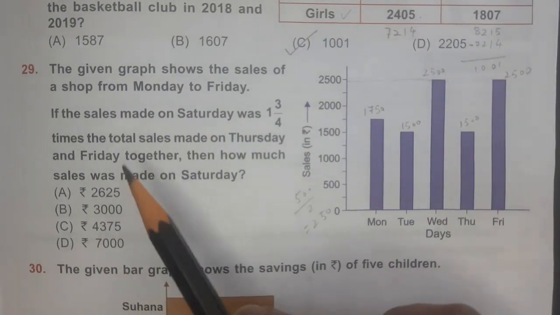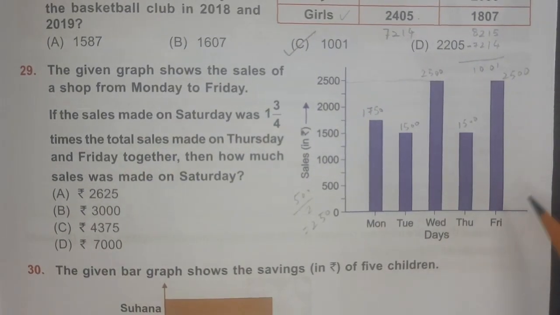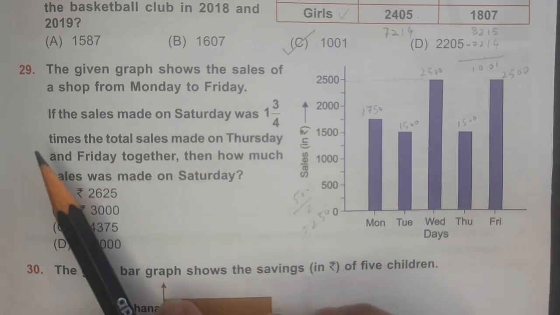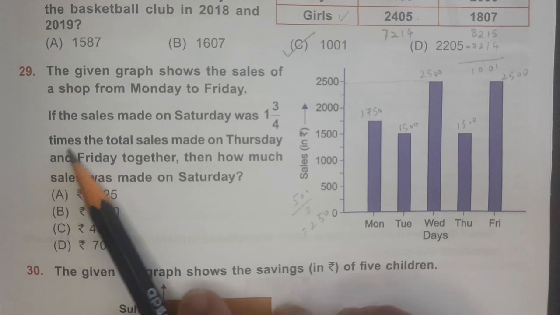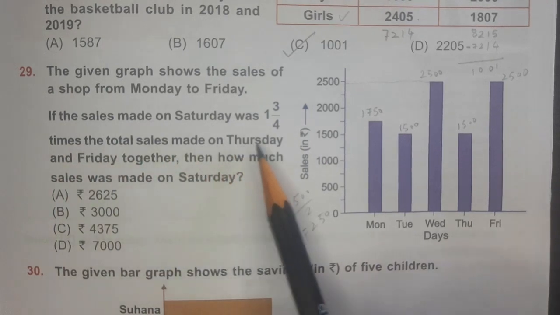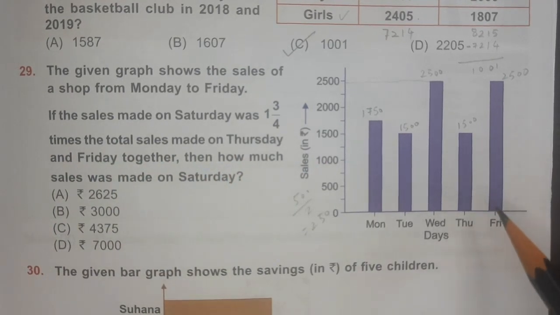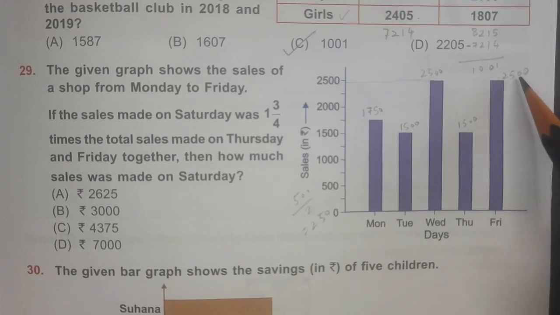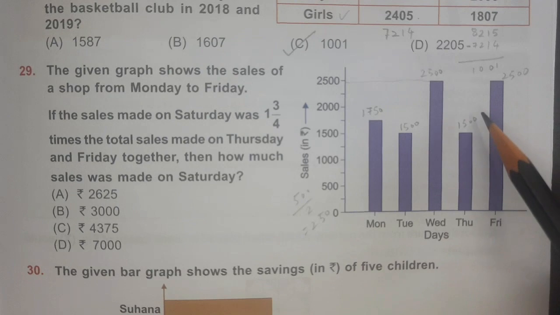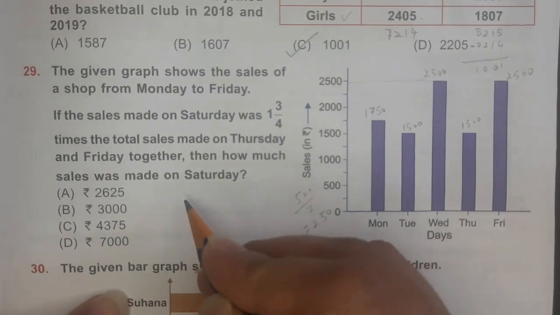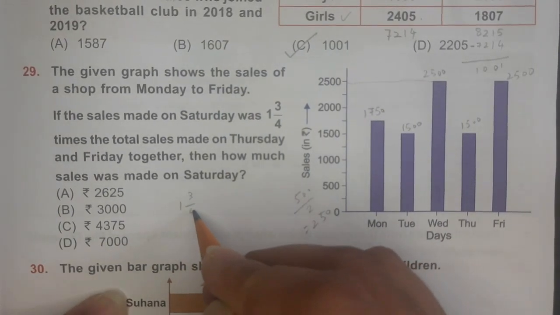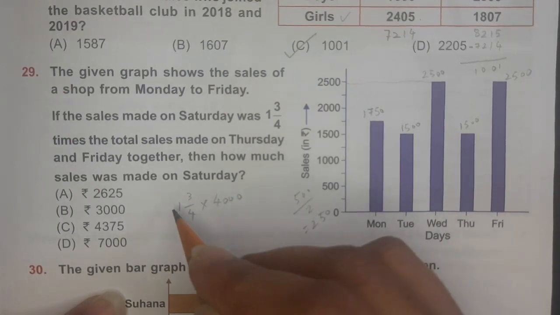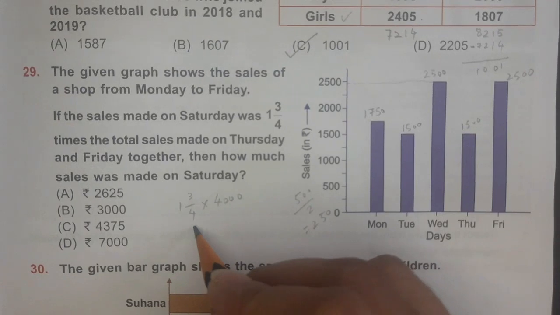Okay. The sales made on Saturday, you have not been given Saturday, was 1 3 upon 4 times the total sales made on Thursday and Friday together. So Thursday and Friday together, what is the total? It is nothing but 4000. Okay. So 1 3 upon 4 times 4000, which is 4 ones are 4 plus 3, 7.